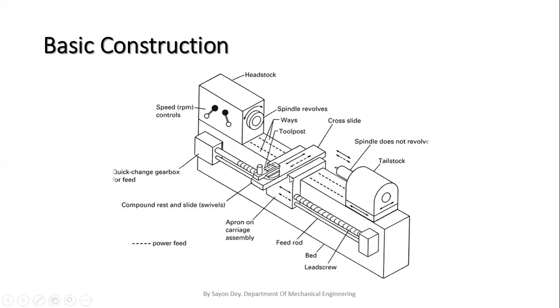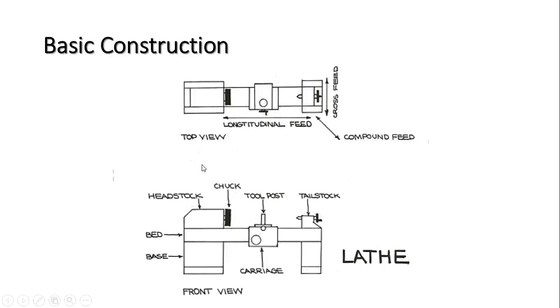Okay, and in the carriage there are several portions like the cross slide, compound rest, and tool post. Okay, all parts are not shown here, this is a schematic diagram only. And this carriage lies on the bed. Okay, this is the bed. This is a schematic diagram. Okay, next, for better understanding, I'm going to show you another simplified picture for the basic construction. This is the top view and the front view of a lathe.